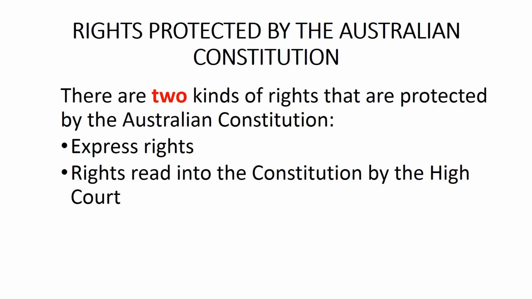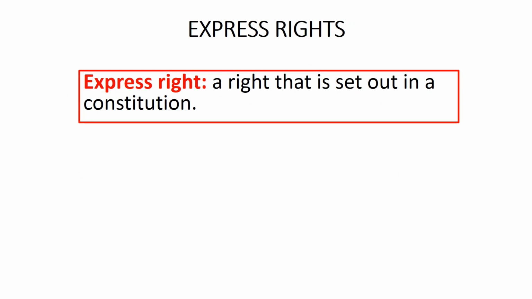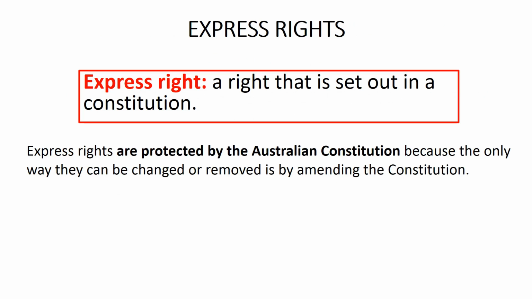Let's now look in a bit more detail at the rights that are protected by the Australian Constitution. For these purposes, there are two kinds of rights that are protected by the Australian Constitution. The first kind of rights is express rights. The second kind of rights is rights that are read into the Constitution by the High Court. Turning first of all to express rights, an express right is a right that is set out in a constitution.